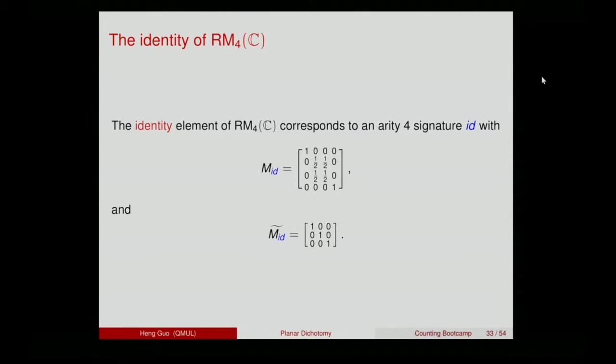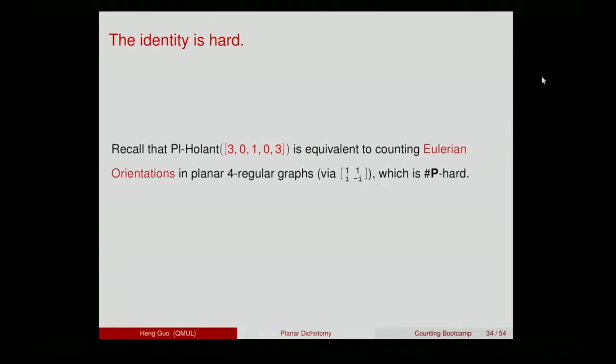Okay. So what is the identity element? It corresponds to the I3 in GL3, the 3x3 matrix. So we uncompress it. We get this matrix. It will have 1 in the corners, and we have 2, and 4 halves in the middle. Remember that when we do the compression, we put a 2 in the column, so we get this. And this identity is hard because we can reduce it from counting Eulerian orientations.